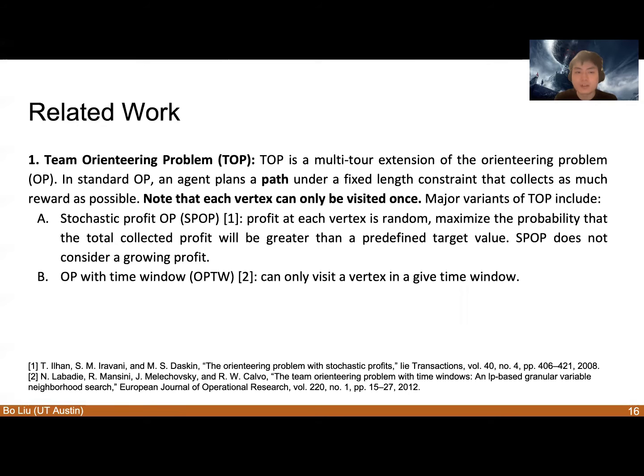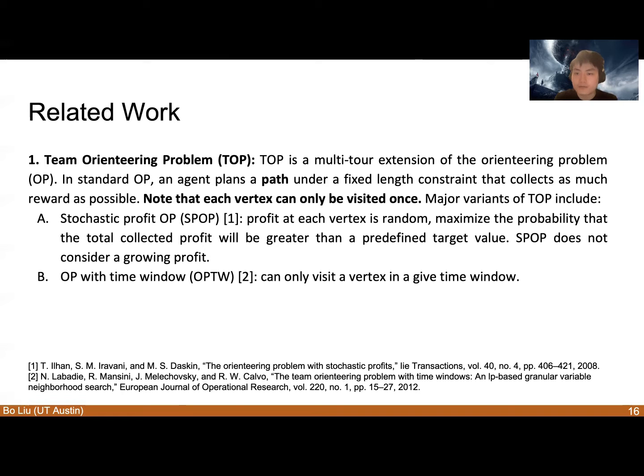Now we introduce some related work. One line of work that is closely related to TOCPUR is the team orienteering problem, or TOP. TOP is a multi-tour extension of the orienteering problem, OP, which is heavily studied in the optimization community. In standard OP, an agent plans a path under a fixed length constraint that collects as much reward as possible. Because it is a path, each vertex can only be visited once.